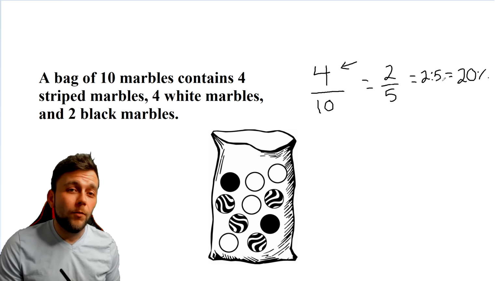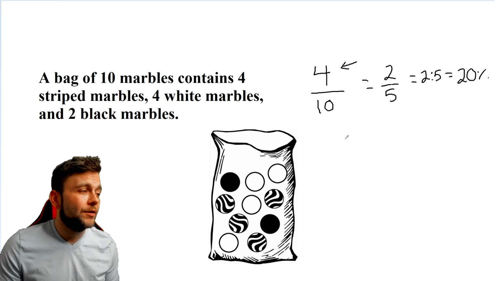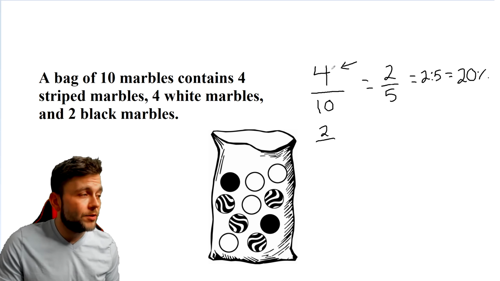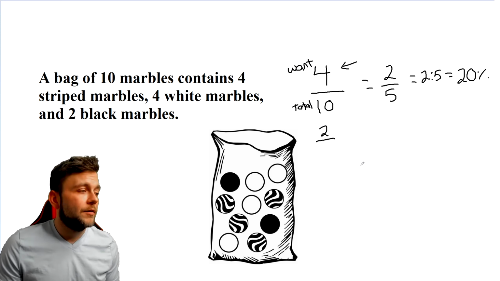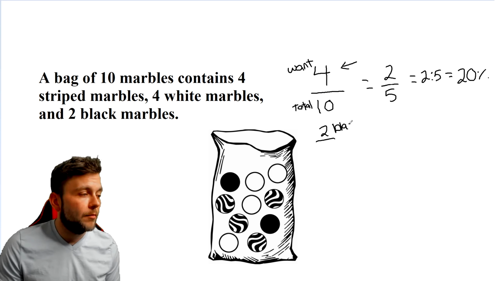Now, what's my probability of pulling a black marble? So I only have 2 black marbles. This is what I want. So top number is what you want. Bottom number is the total of your event. So up here we have 2 black marbles. And on the bottom, we have 10 total marbles.